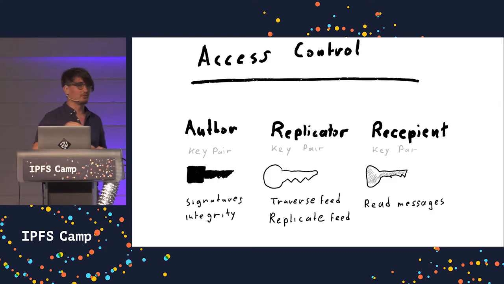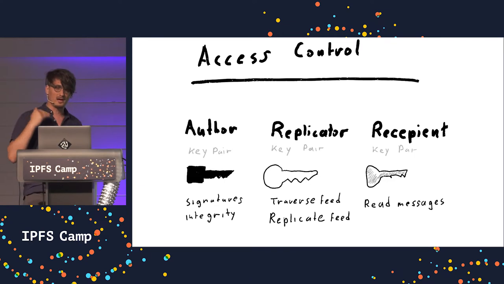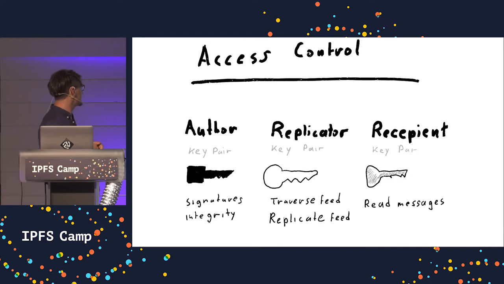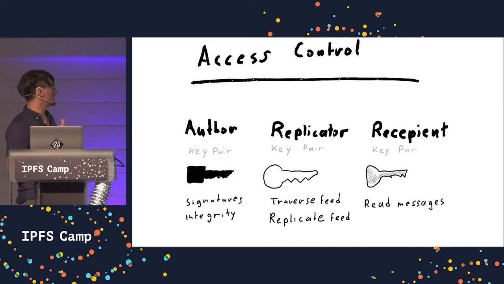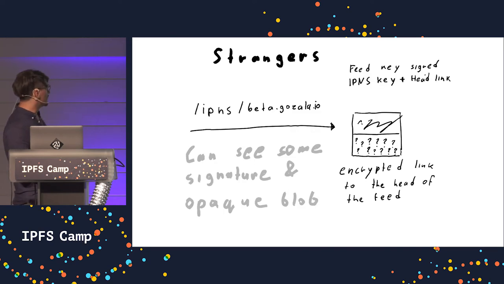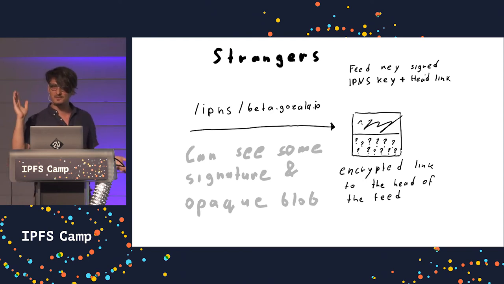One thing it tries to do differently is to have more granular access control. So there are three different roles. There are the authors, who sign all the blocks and are verifiable. There are the replicators, who essentially act as a mirror. They can replicate data. They can look at the blob, but they can't make sense of it. They can just follow the graph. And the recipients, the actors whom messages are addressed to, can go and get the blobs and make sense of them. So if you're a stranger and you look at the IPNS record, it looks like a blob that was signed with something, and it doesn't really make much sense.